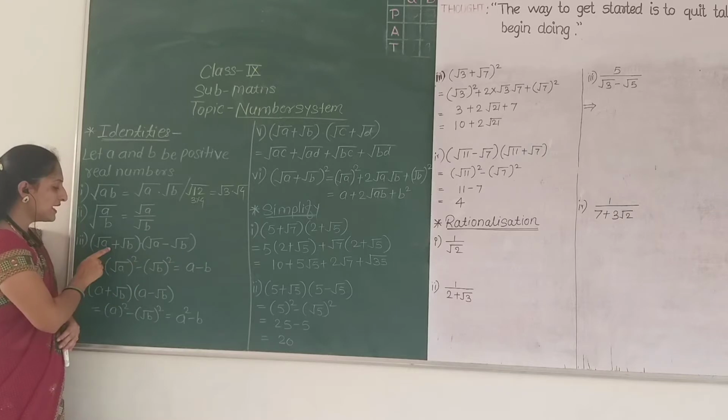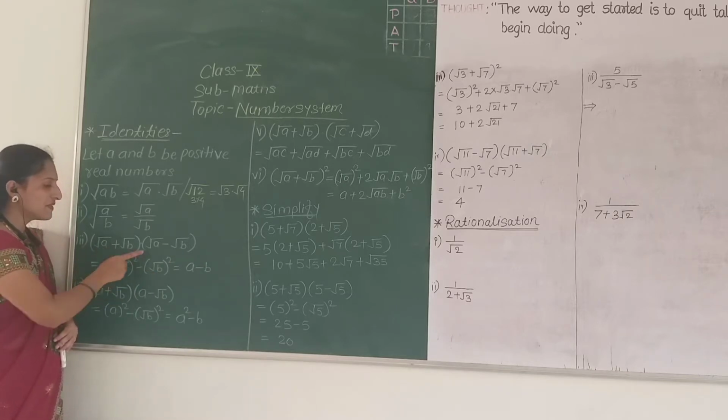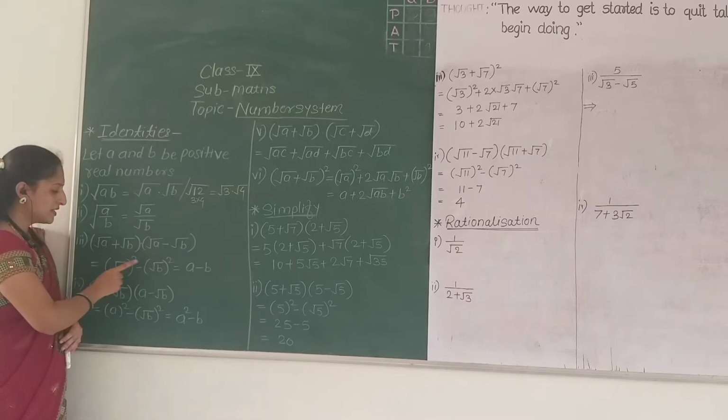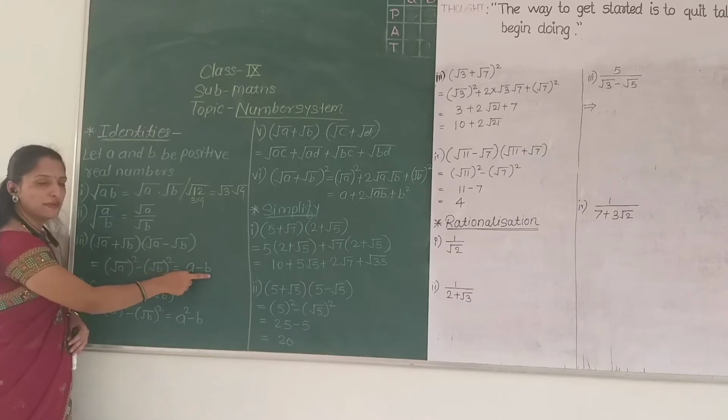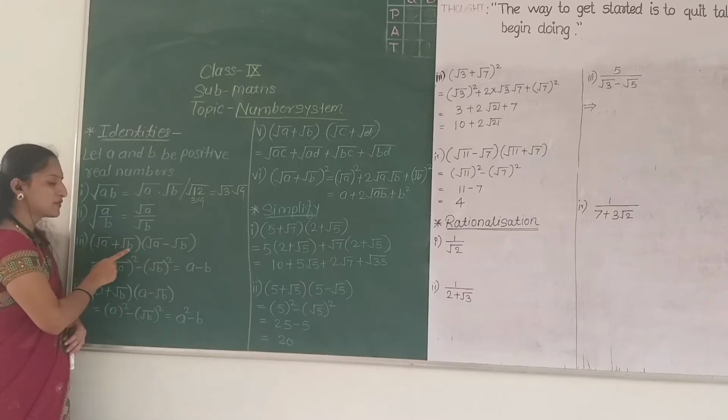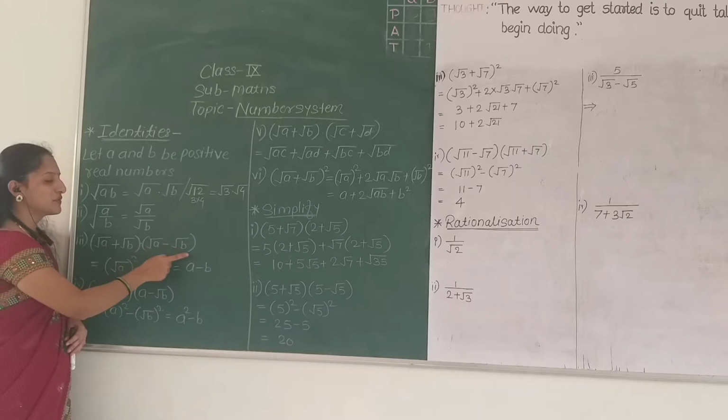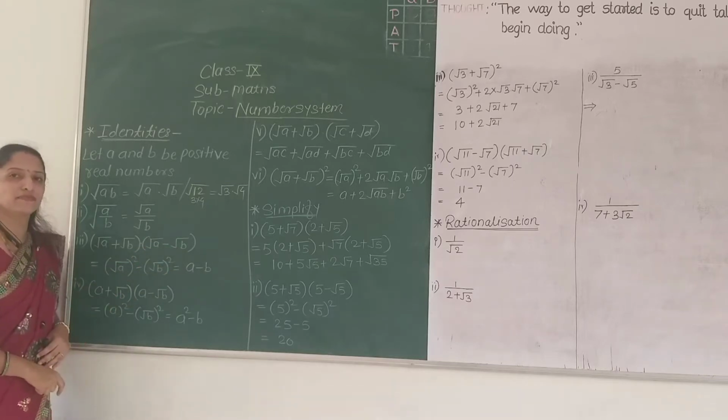Like that, A square minus B square. Here the value of A is root A and the value of B is root B. So root A square minus root B square. Root A square, here square and square root will cancel, so remains only A. Root B square is B. So root A plus root B into root A minus root B is equal to A minus B.